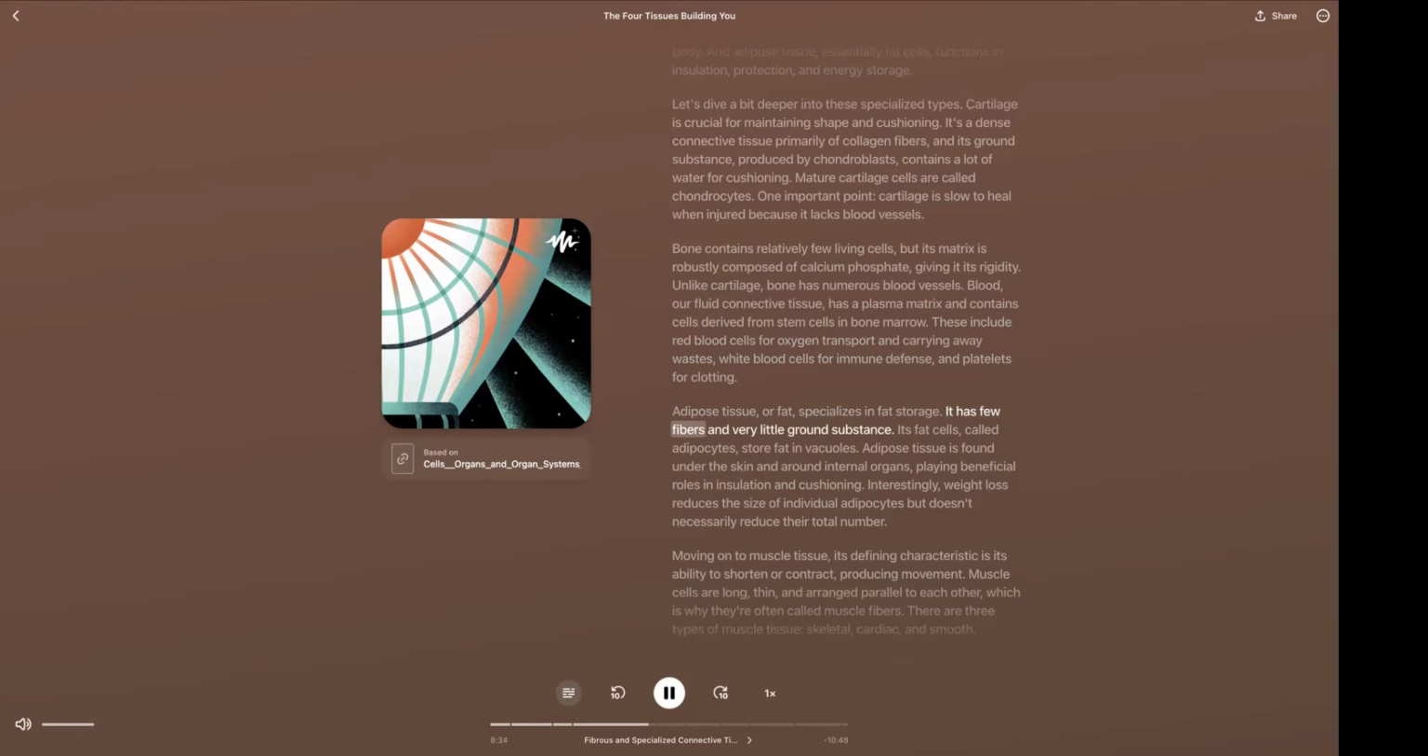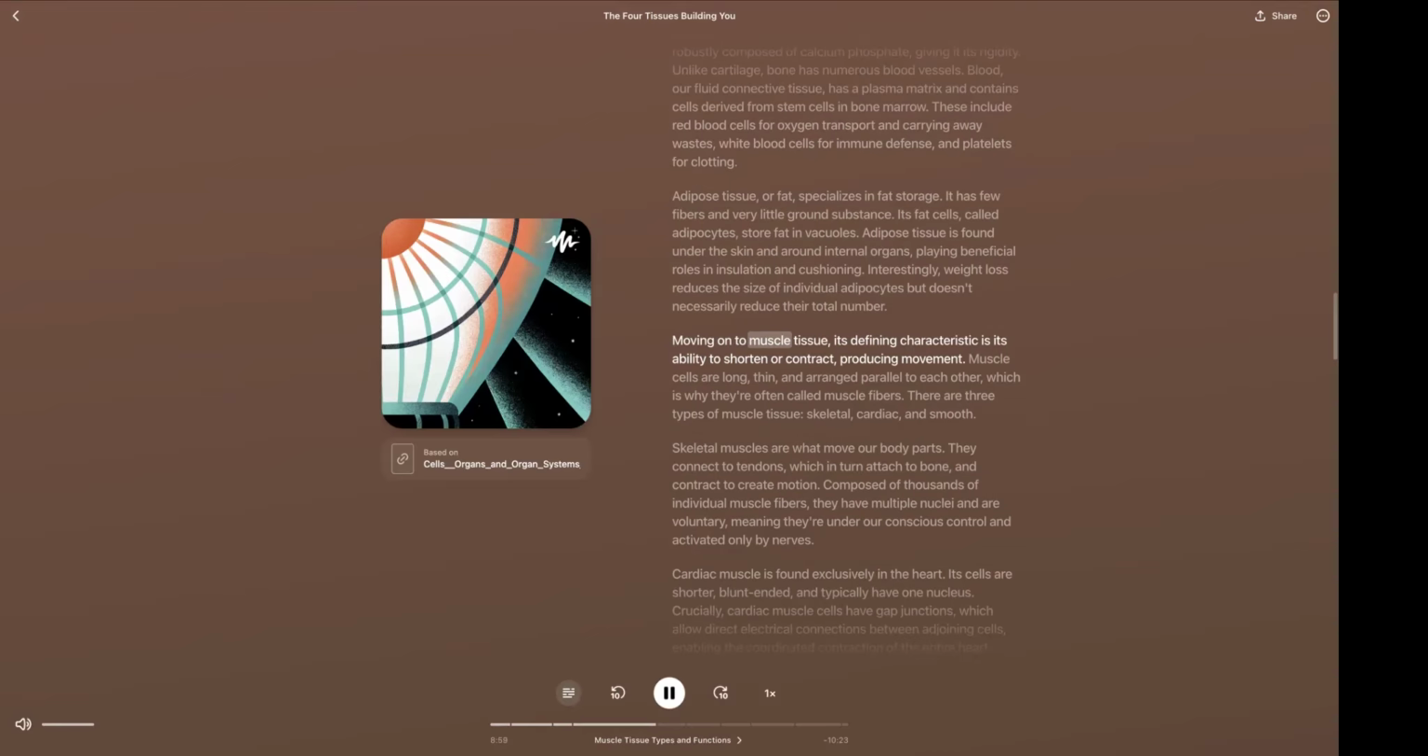It has few fibers and very little ground substance. Its fat cells, called adipocytes, store fat in vacuoles. Adipose tissue is found under the skin and around internal organs, playing beneficial roles in insulation and cushioning. Interestingly, weight loss reduces the size of individual adipocytes, but doesn't necessarily reduce their total number.